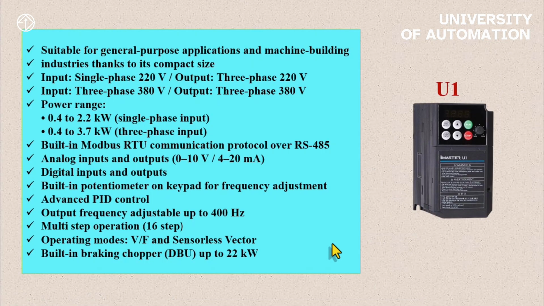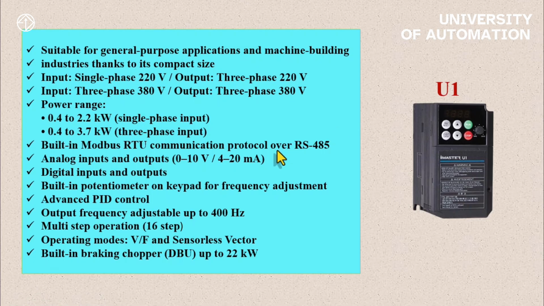But the features that the U1 inverter from the iMaster brand has is that you can use it for general and light applications, especially in machine manufacturing industries, due to the advantages that the U1 inverter offers. It has single-phase input, as we mentioned, and it also has three-phase input. Its power range in single-phase models goes up to 2.2, and in three-phase models up to 3.7. All of these features in the U1 inverter, considering its compact size.